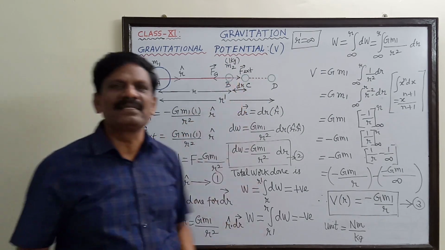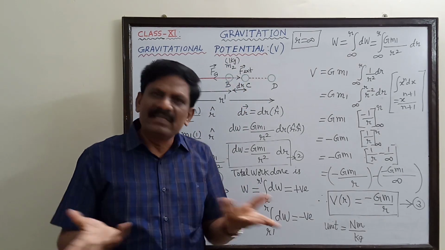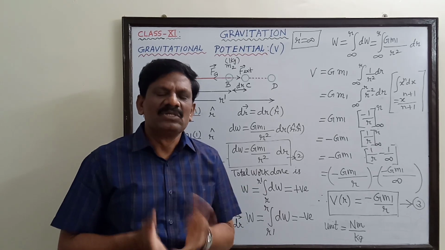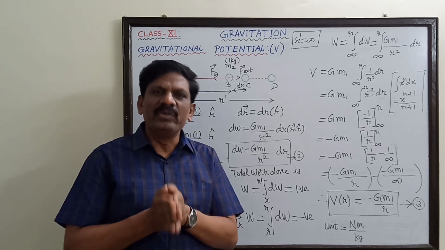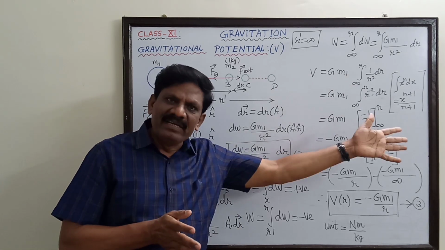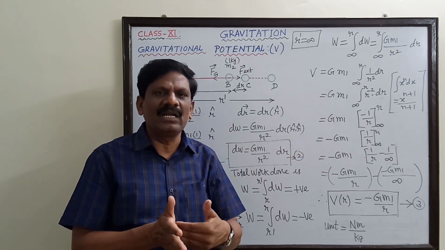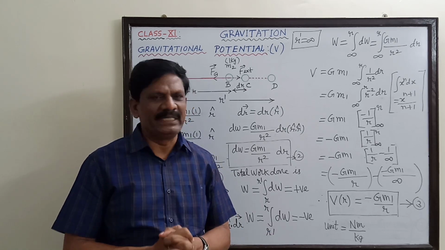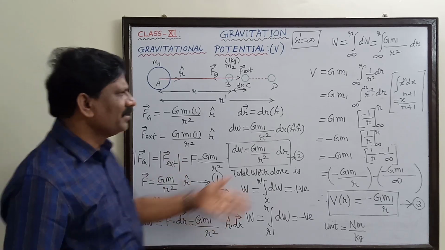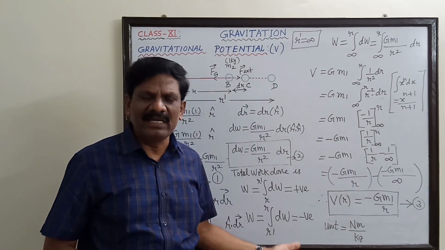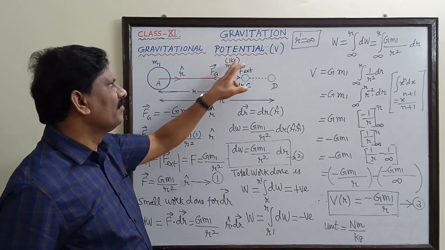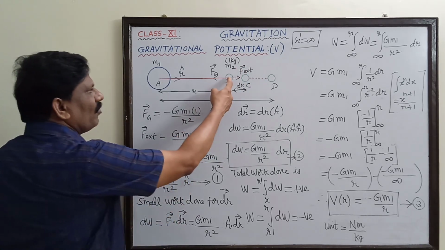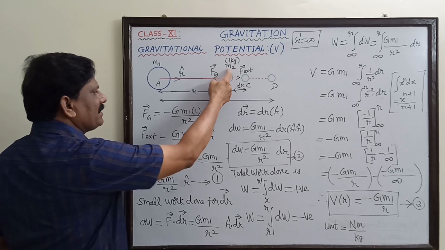In both the cases, the work done will be the same because work done is a scalar, it does not depend on the direction. So the work done in moving a unit mass from infinity up to the distance r is called as what? The gravitational potential at that point. So once again the same derivation what we have done earlier, instead of m2 kilogram we will take 1 kilogram, that's all. So what is the gravitational force acting on this test mass?